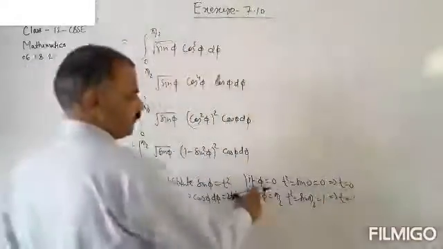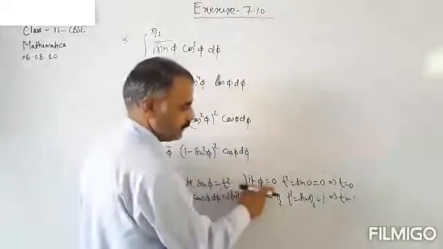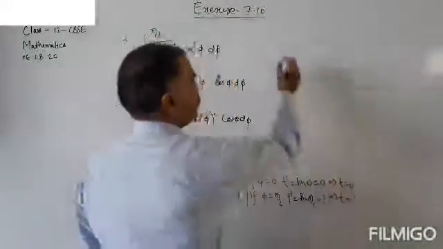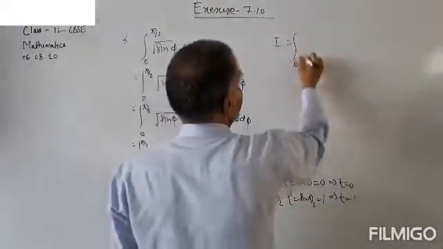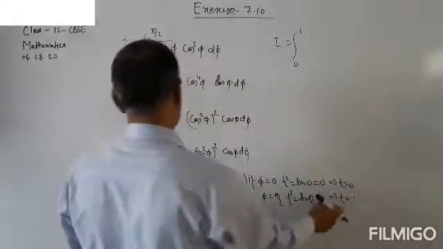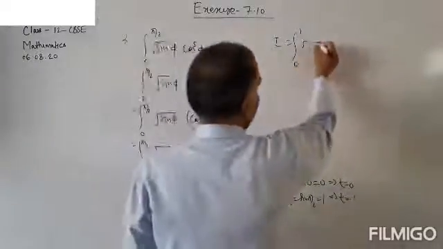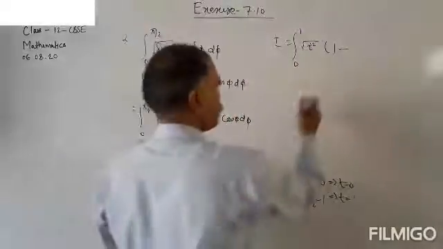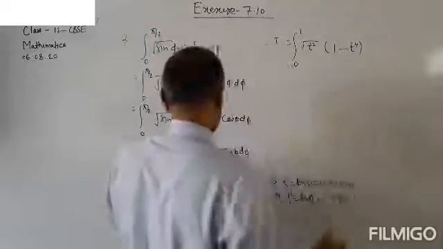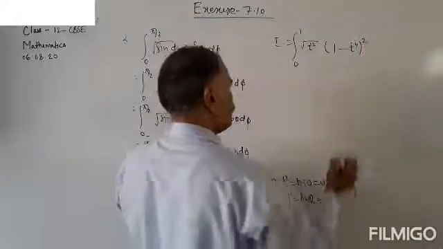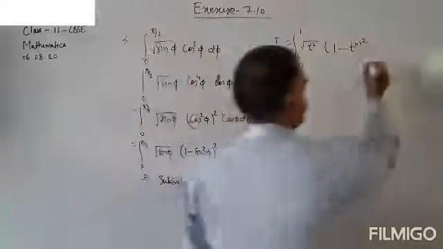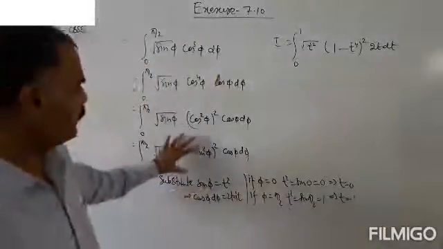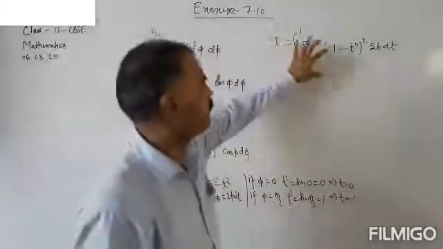So the limit which was phi equals 0 to phi equals pi by 2, the new limit is t equals 0 to t equals 1. So the integration will be from 0 to 1, under root t square, (1 minus sin square phi) where sin phi equals t square, so t to the power 4 and whole square, and cos phi d phi is 2t dt.